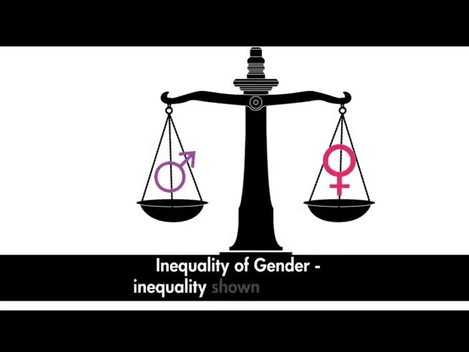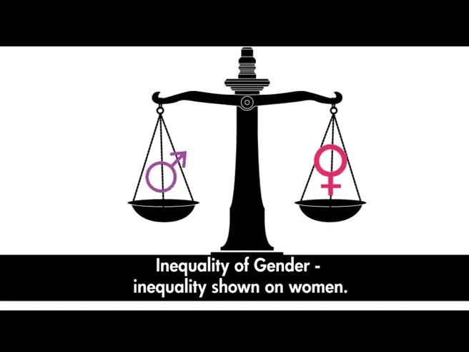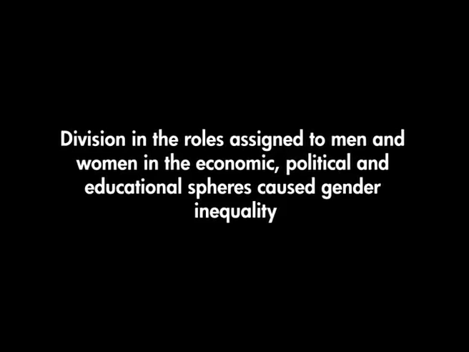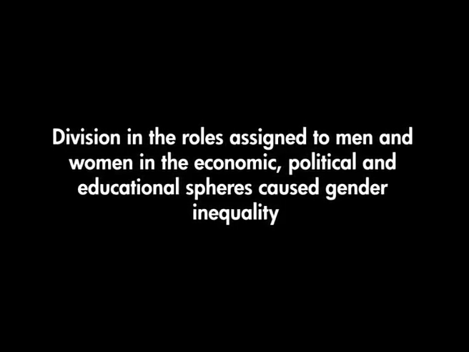There was no upward movement for the people belonging to the lower caste. The upper caste people had full power and authority in the society, whereas lower caste people were exploited. There were restrictions on the type of food, dress, work, and how the lower caste people should behave in society. Inequality of gender. This is the inequality shown to women. The emphasis on gender inequality is born out of the deepening division in the roles assigned to men and women, particularly in the economic, political, and educational spheres.